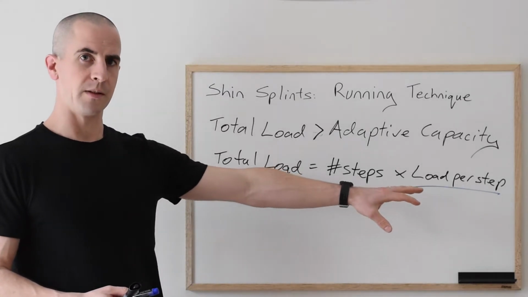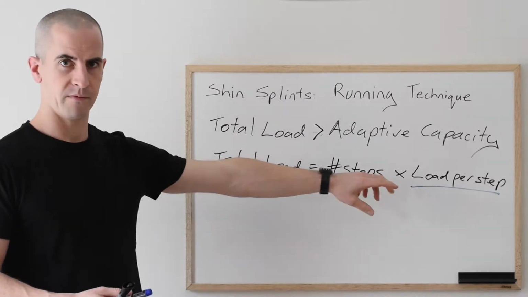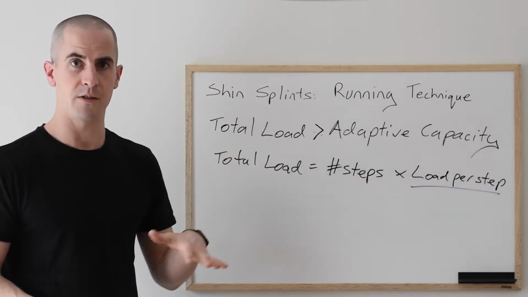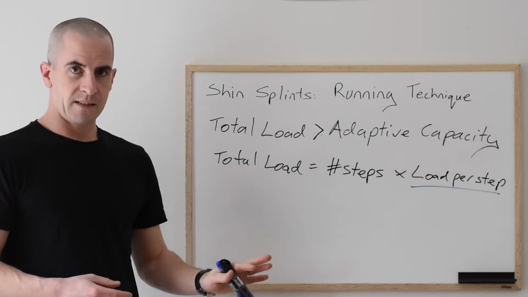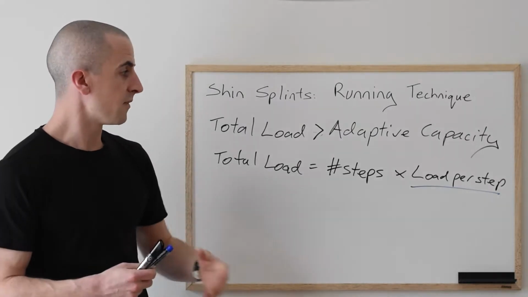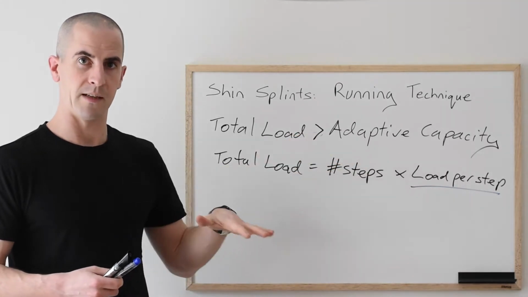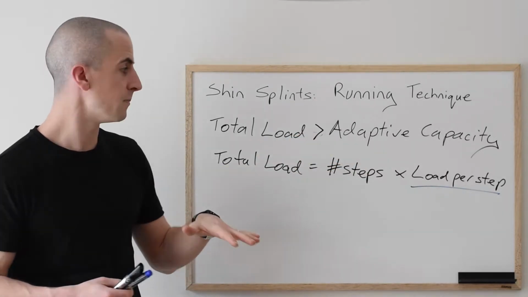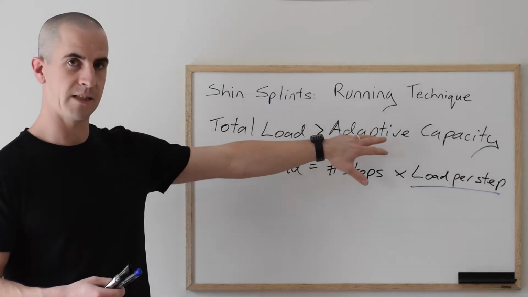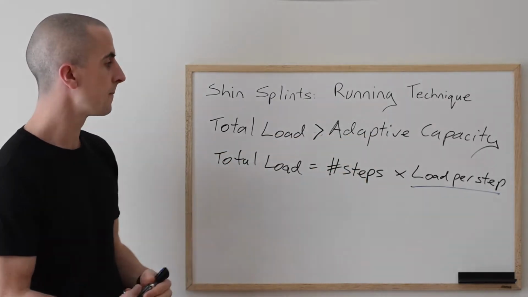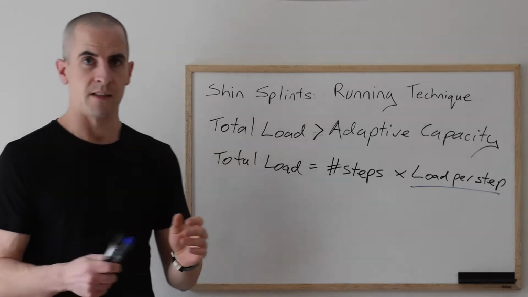So what we want to do is try and reduce our vertical loading rate, right? We want to land more softly, right? And there's a few running technique things that you can do to try and land more softly, and then your load per step will be a little bit lower. And then you might be able to have your total load a little bit lower, and if it's lower than your adaptive capacity, then your shins won't hurt. Or you won't develop shin splints, sorry.